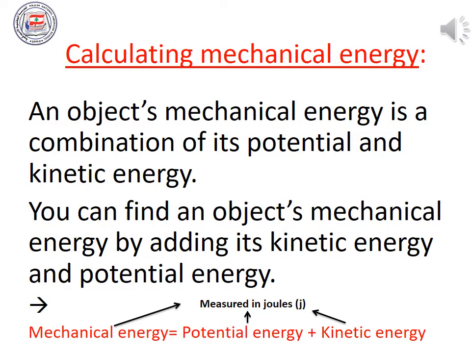Now we are going to talk about how to calculate mechanical energy. Since mechanical energy is associated with both the position and the motion of an object, an object's mechanical energy is a combination of its potential and kinetic energy. You can find an object's mechanical energy by adding its kinetic energy and potential energy. As you can see in the equation in front of you, mechanical energy is equal to potential energy plus kinetic energy. And of course, the unit of energy is joules.